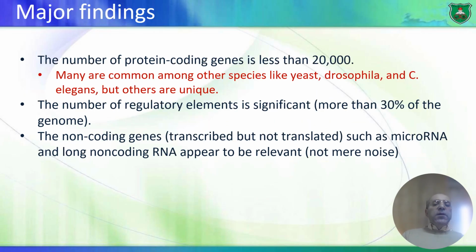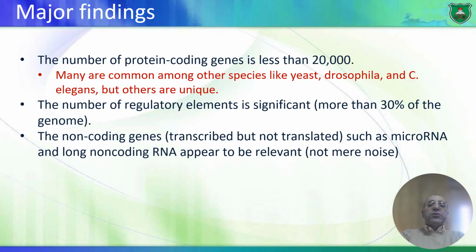Now, the major findings of the Human Genome Project and other initiatives, such as the ENCODE project, revealed that the number of protein coding genes is less than 20,000. This is amazing because we're talking about the same number of genes as in mice. Many of the human genes are common with other species, like yeast, Drosophila, C. elegans.